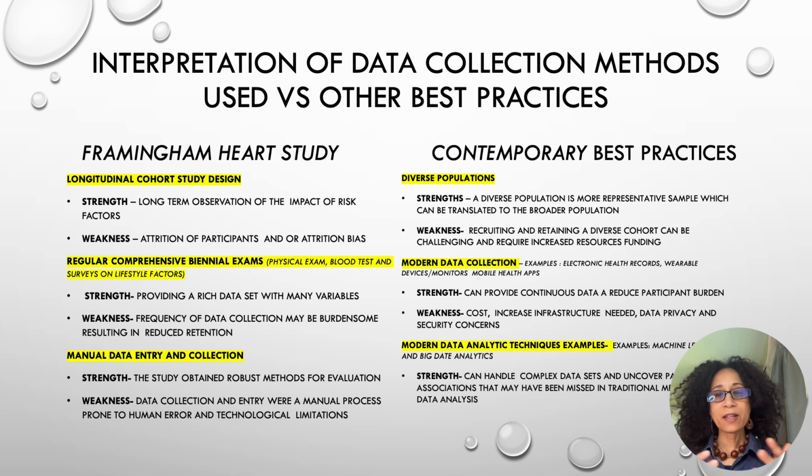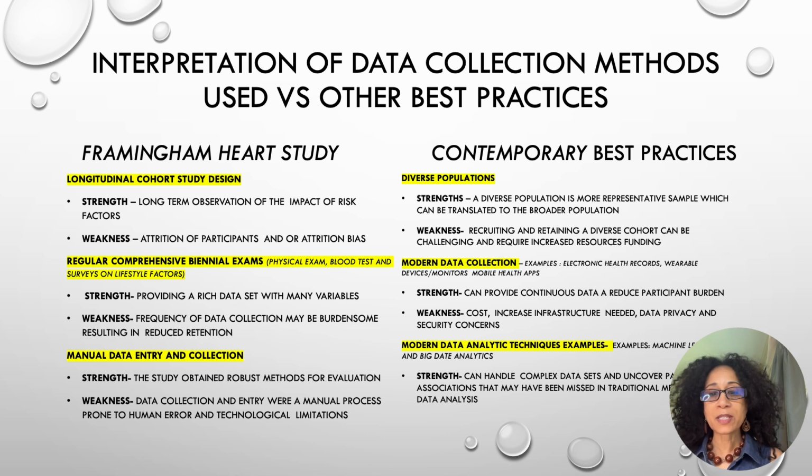So comparing that to what we would do in a contemporary best practice, of course, nowadays in 2024, the Framingham sample would not be appropriate. It wasn't very diverse at that time. So now, we would certainly want to create a sample that's more representative of the nation, meaning a more diverse population, similar to what is in the United States of America. One of the weaknesses of having a diverse population, unlike Framingham, which was kind of isolated, is that it's very difficult to retain. The retention is also an issue. It can be challenging and it can be expensive.